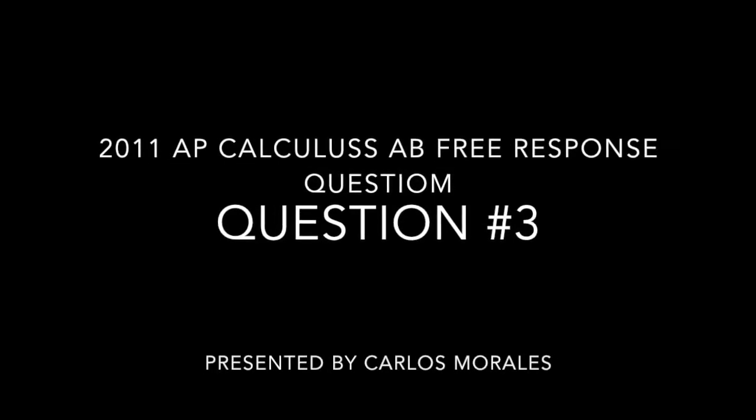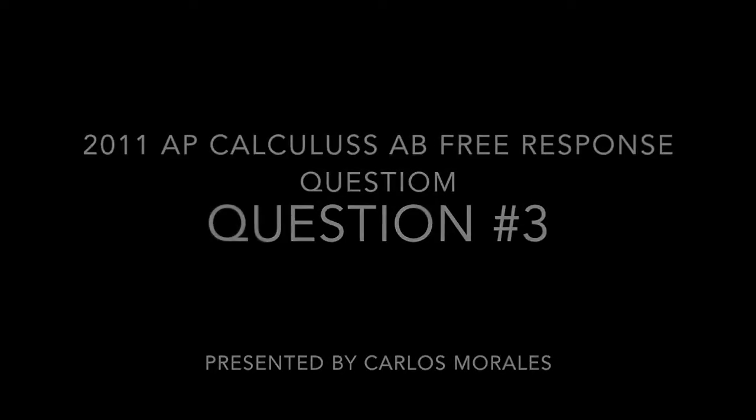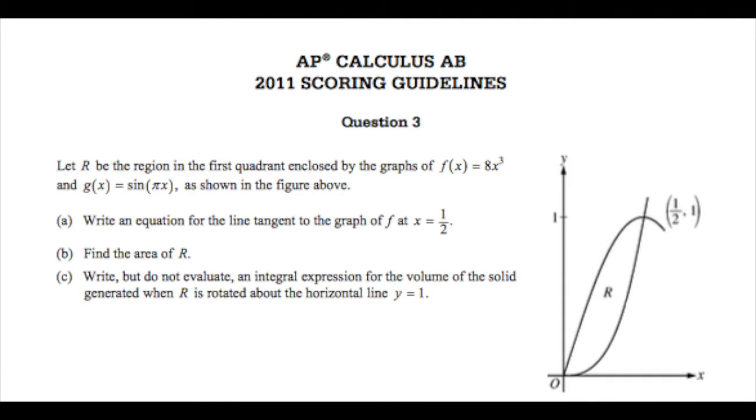Hello, we're going to be presenting 2011 AP Calculus AB Free Response question number 3. Given the problem being an area and volume type of question, we will go through it as it is. It states, let R be the region in the first quadrant enclosed by the graphs of f of x equals 8x cubed and g of x equals sine pi x, as shown in the figure above.